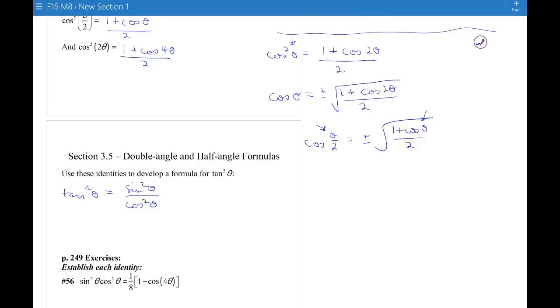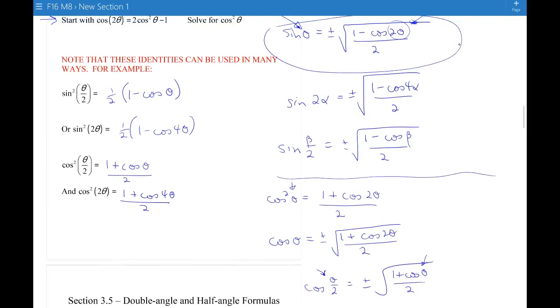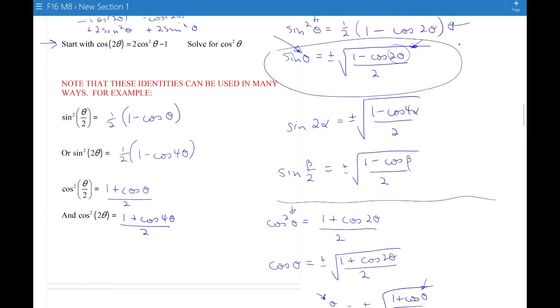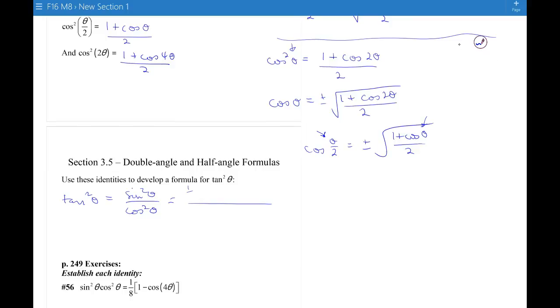So we're working on a formula for the tangent squared of theta. If we put sine squared of theta, let's look up here, sine squared of theta was 1/2 times 1 minus cosine 2 theta. And cosine squared of theta is 1/2 times 1 plus cosine 2 theta. So we see that 1 minus cos 2 theta over 1 plus cos 2 theta is a formula that will tell us the tangent squared of theta.